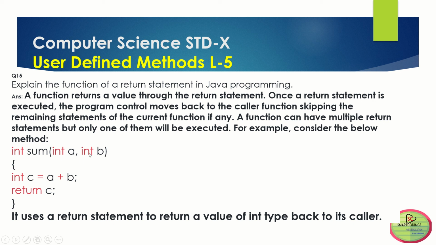Sum is a user-defined function having 2 parameters and a return statement because its return type is integer. That means it uses a return statement to return a value of integer type back to its caller, that means the method from which it is called. To that method, it will return some value of what type? Integer type. I hope it is clear, students.